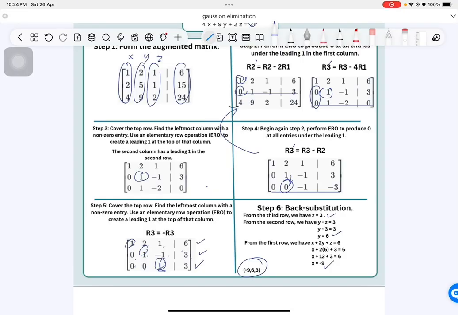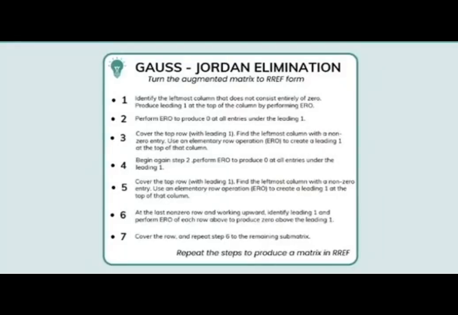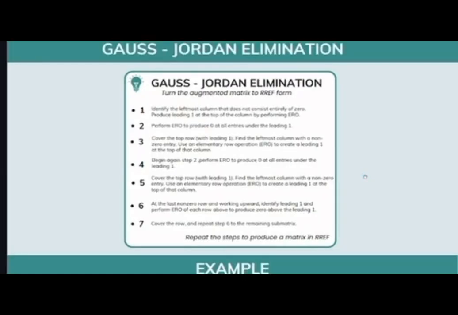I hope everyone understands. Next, we continue with Gauss-Jordan elimination. So the function of Gauss-Jordan elimination is to turn the augmented matrix to reduced row echelon form. So here are the steps of Gauss-Jordan elimination, and I will explain further in the next example. Next, for further understanding, we look through the example.